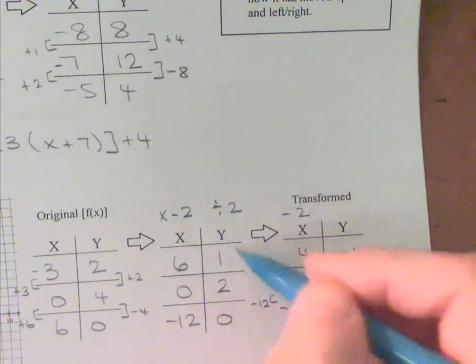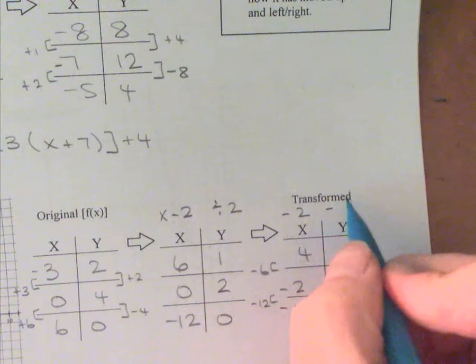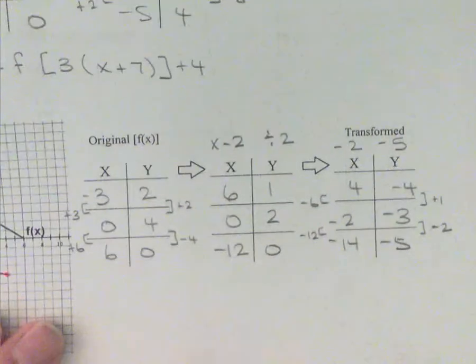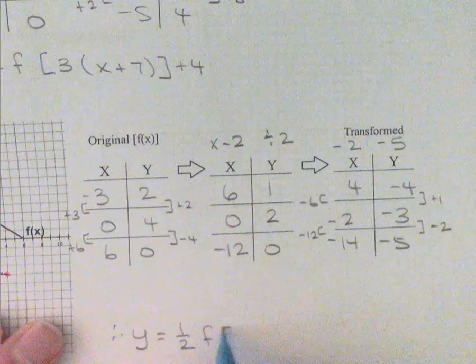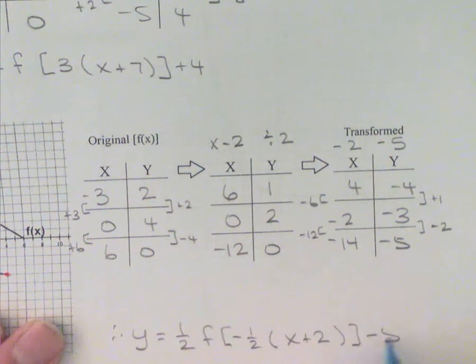I have these values in y. How do they become these? I'm going to subtract 5. So my equation becomes y equals 1/2 f of minus 1/2 bracket x plus 2 close bracket minus 5.